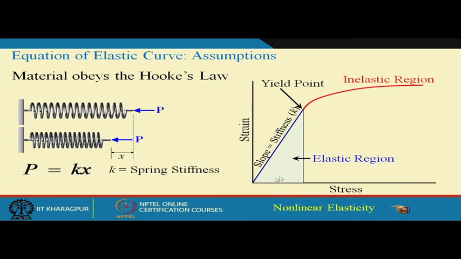If we write it in stress and strain form, this is a typical stress-strain relation of a material. Initially it is linear elastic and obeys Hooke's law, and then it becomes non-linear and goes into the inelastic region. The slope of this elastic region gives you the stiffness. The point where it changes from elastic to plastic is called the yield point. Another important point to note is that elasticity does not always mean that the relation has to be linear.